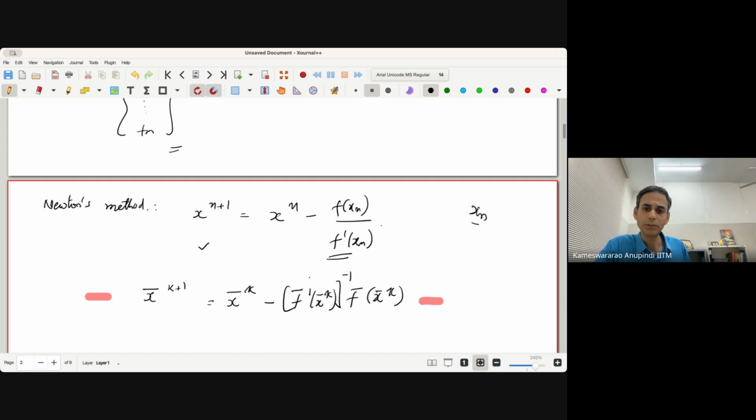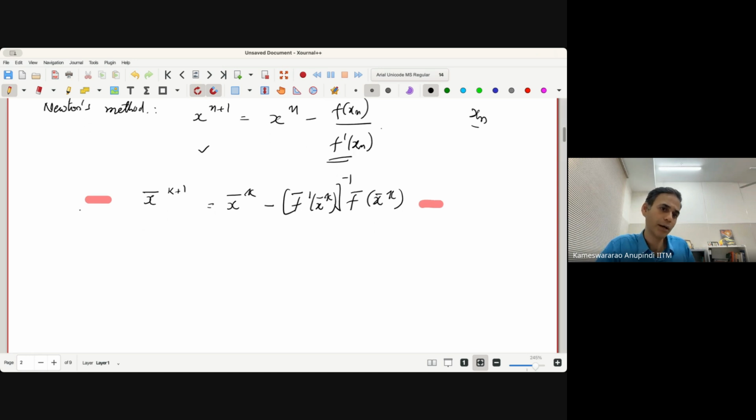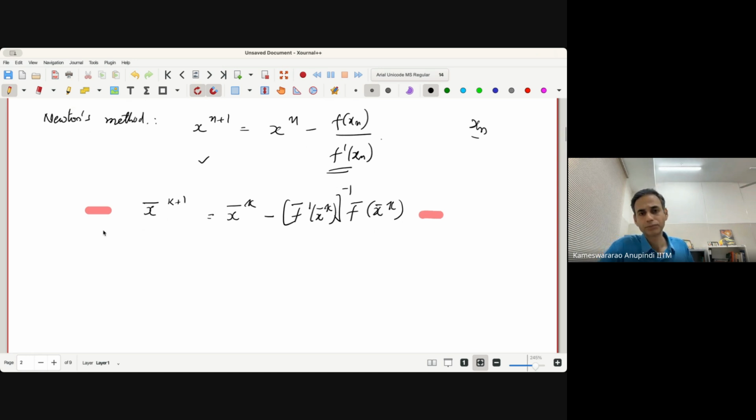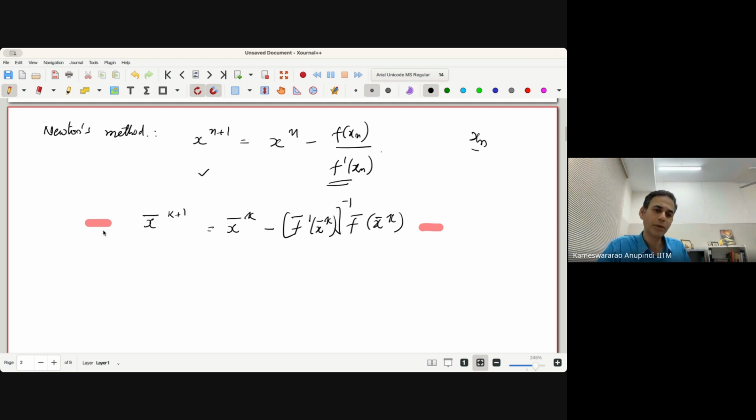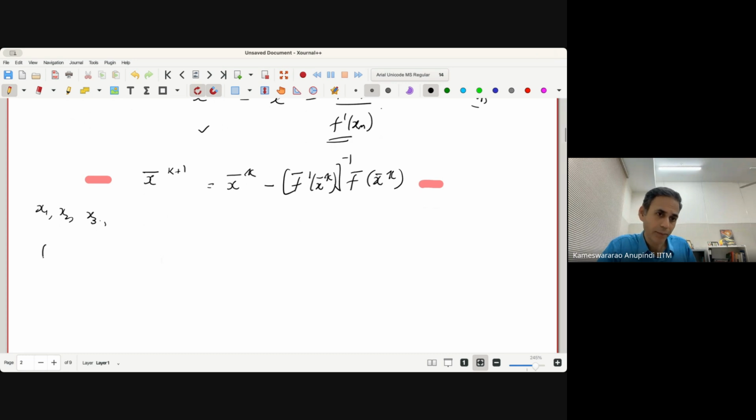Okay, so this may sound a little complicated because I have used over bars everywhere, but we will derive this formula so that we can understand this better. So how is it going to work? Let me take an example of maybe three variables, x1, x2, and x3. And let me also say that we have three functions, that is f1, f2, and f3.